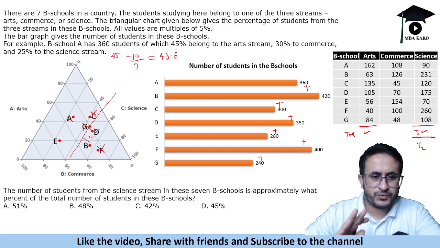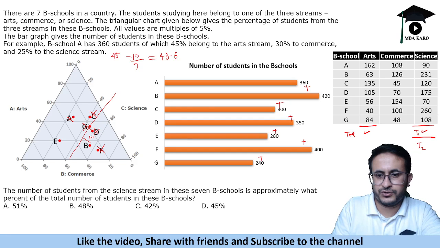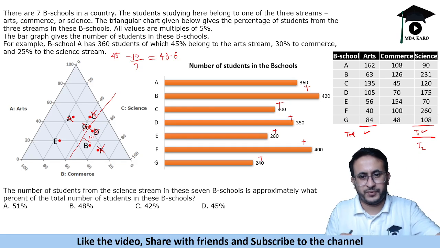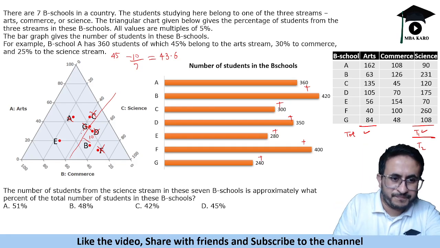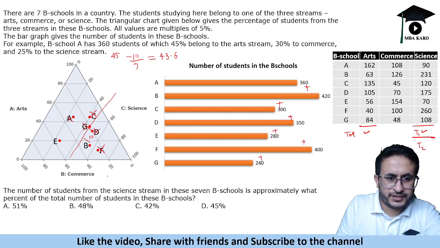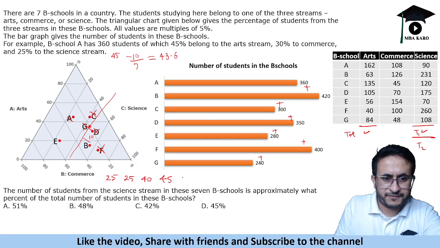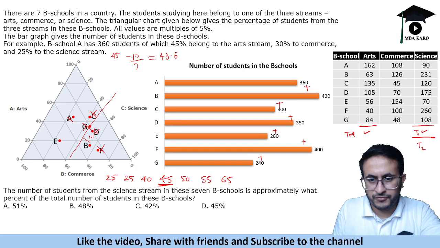That's the best way out. Let's show it by writing the values also, because some of you might think it's coming from nowhere, how did I get the average. So A and E, let's write the values. A, E is 25, 25. Then we have C as 40, G as 45, D as 50, B as 55 and F as 65.